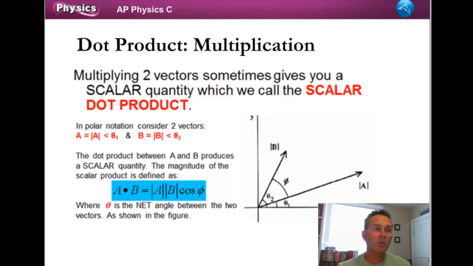Now let's think in polar notation. You could have two vectors. A could have a magnitude of A, and it could be at some angle. B could have a magnitude of B, and it could also be at some angle. The dot product between two vectors A and B is defined by the equation A dot B is equal to the magnitude of A times the magnitude of B times the cosine of theta, where theta is the angle between the two vectors.